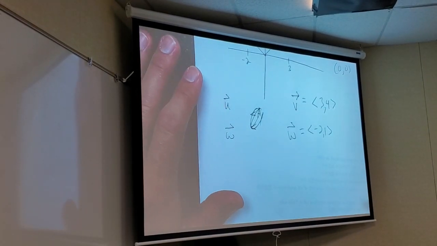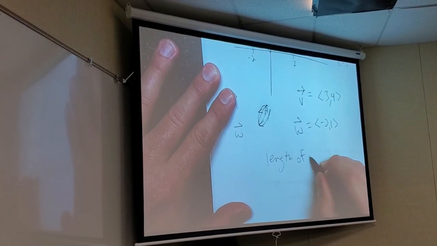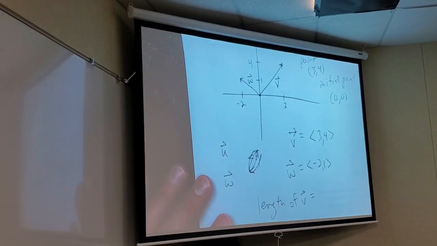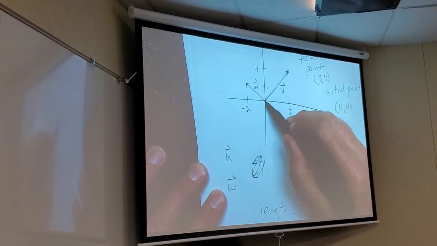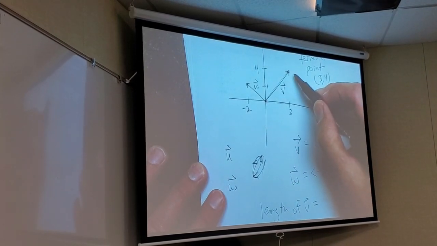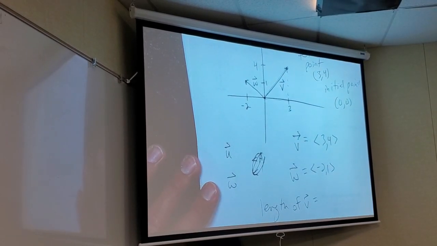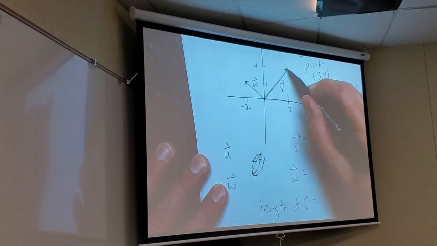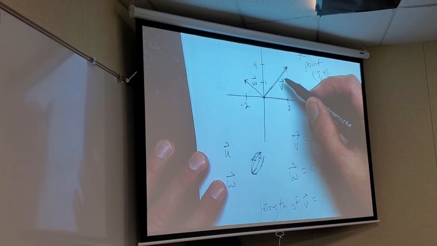Can anyone figure out how long vector V is? Yes, you can. It's easy. Come on. You can figure out how long vector V is. I want to know, how long is this? Is it more than 3? Yeah, how do you know it's 5? Triangle. There's a triangle right there. Do you guys see it? So isn't this 3? Isn't this 4? So doesn't this have to be 5? Okay. So in general, how would you figure out how long a vector is?